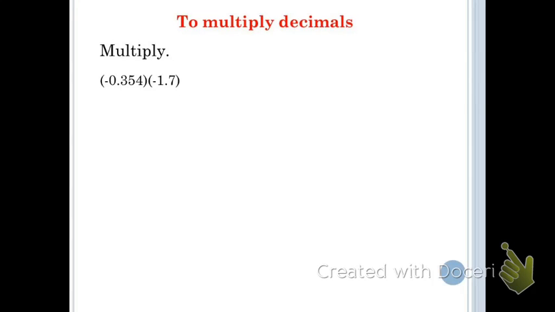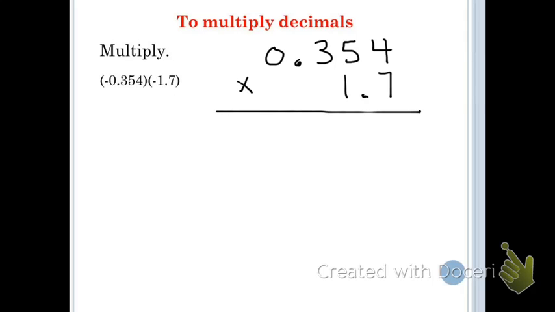Multiply negative 0.354 times negative 1.7. I'm multiplying two negatives. My signs are the same, so my answer is going to be positive. I'll distribute the 7 first. 7 times 4 is 28. 7 times 5 is 35. Plus 2 is 37. 7 times 3 is 21. Plus 3 is 24. Need a placeholder of 0 below the 8.